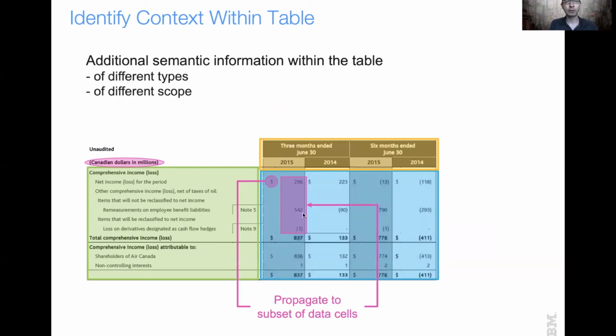However, if we look at this dollar sign that appears within a data cell, then the standard writing convention means that this should be applied only to a subset of the data cells, usually the data cells that appear beneath it up until the next currency symbol. So we have to solve two sub-problems here. First, identify the semantic information and these different types of semantic information. And for each of them, identify their scope and propagate them to the corresponding data cells.